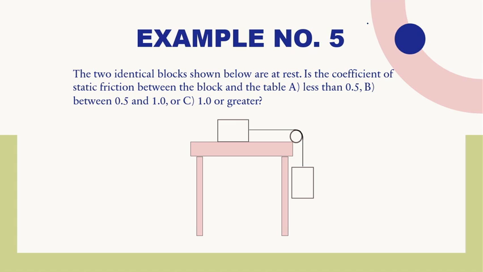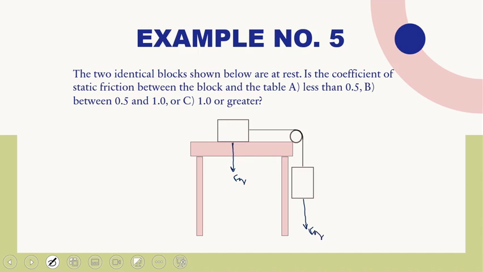Since the system is at rest, there should be no net force on the system at all. In other words, the sum of the forces on each block must be 0. Since the two blocks are identical, they will have the same magnitude of weight. So I'm going to draw on that FG over here. And those two FGs are equal.